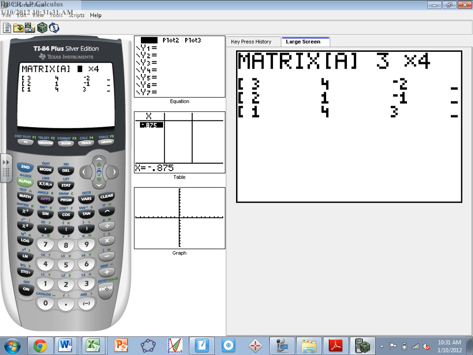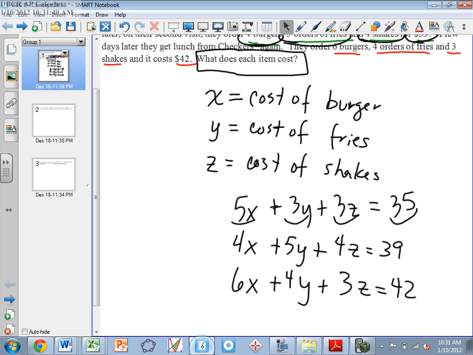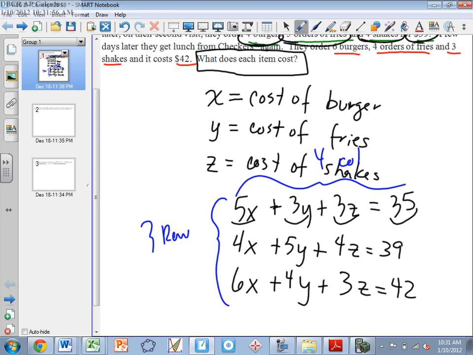Yours might say 1 by 1 or 0 by 0 or whatever. On the top, it's going to be flashing here. We want to look at our problem. Go back to your problem now. How many rows do I have? Three. How many columns do I actually have? Four. That's where 3 by 4 comes from. Again, we have three rows, and we have four columns. So our matrix is a 3 by 4 matrix. That's what we're looking at.